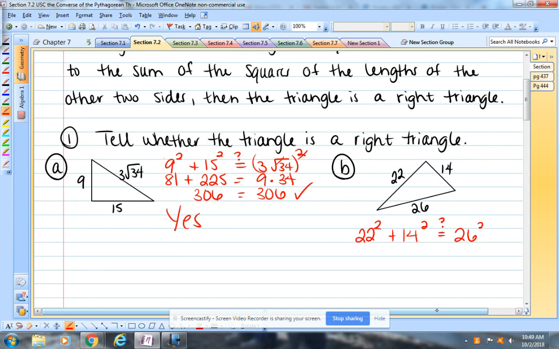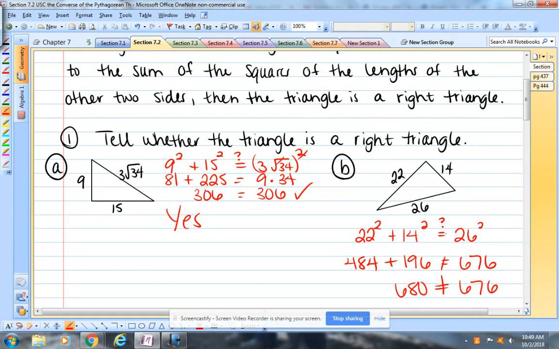So we're going to square everything. What's 22 squared? 484. Plus what's 14 squared? 196. And what's 26 squared? We did that one early today. 676. If I add 484 to 196, do I get exactly 676? No, I get 680. Does that equal 676?